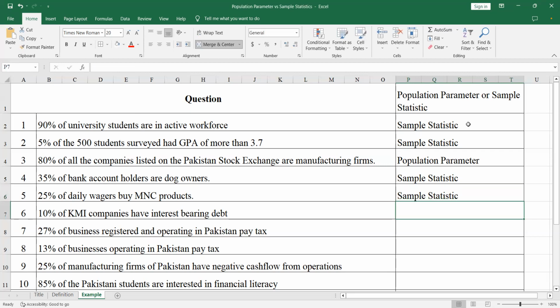10% of KMI companies have interest-bearing debt. Now, KMI, Karachi Meezan Index companies, there are only 30 companies in the population. So our population is very, very limited, a very small population. You can actually look up through all the financials of those KMI 30 companies and then find that only 10% are interest bearing. So this is a population parameter.